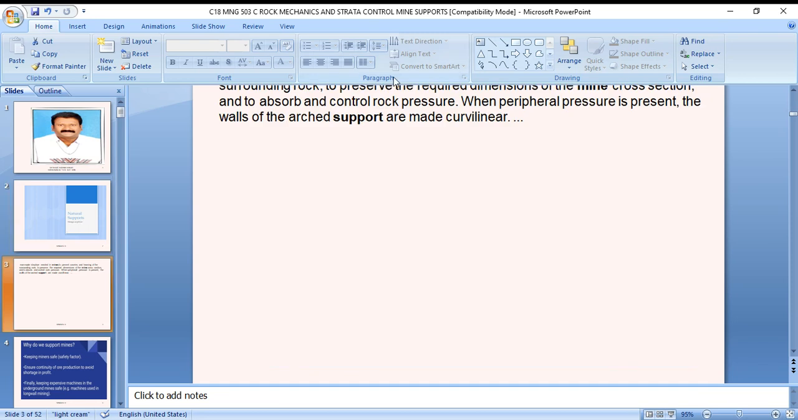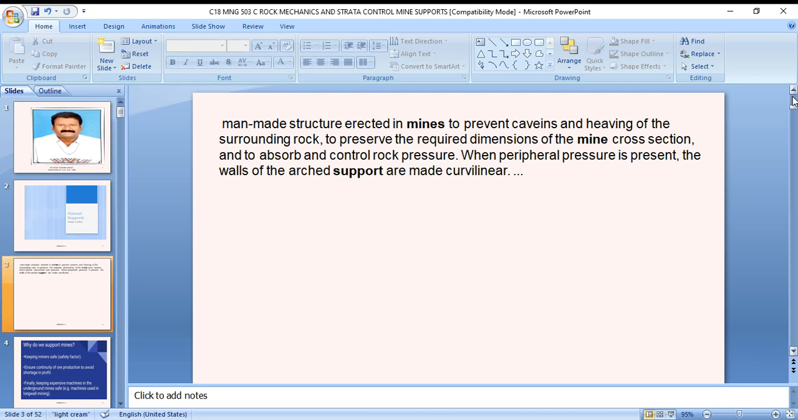So coming to today's lecture, mine supports are man-made structures erected in mines to prevent the cave-ins and heaving of the surrounding rock due to pressure, to maintain the required dimension of the mine cross section, and to observe and control the rock pressure. When the peripheral pressure is present, the walls of the arch supports are made as a cantilever.